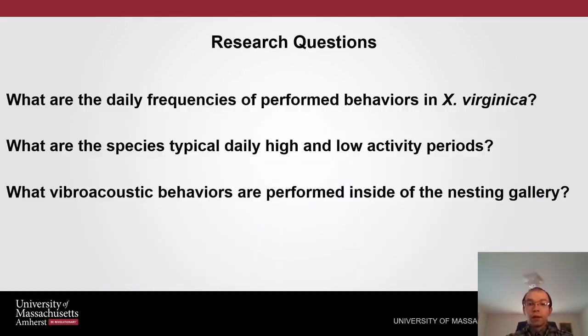Regarding the species' behavior, I asked 3 questions. First, I want to understand how often the species performs their behaviors. Does a carpenter bee perform one behavior more frequently than the other? I also want to understand what the species' circadian activity pattern is. So I'm looking for when the species is most active during the day and when the species is least active during the day in a 24-hour period. Lastly, I'm investigating what sound-producing behaviors are performed inside of the nesting gallery. Once again, vibroacoustics covers vibration and sound production.